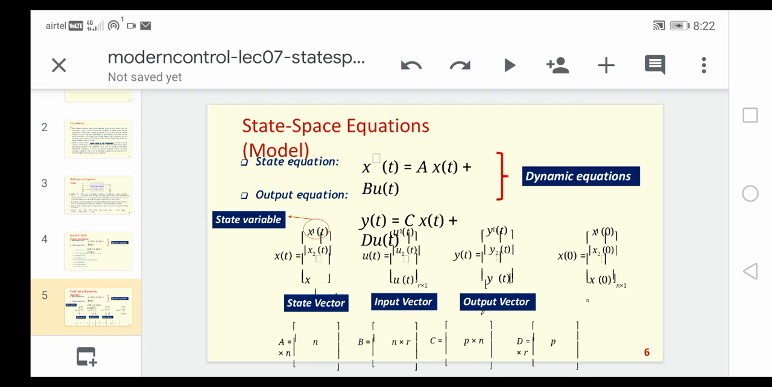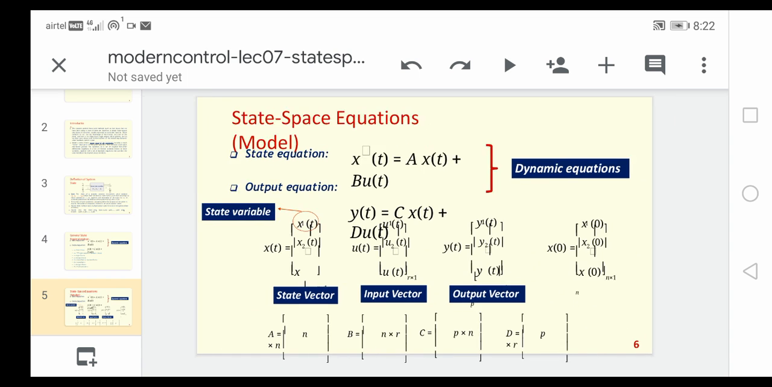Now, what is the order of the matrices? A is an n by n matrix, b is n by r, c is p by n, and d is p by r. That is the size of the matrices. As we know, a, b, c, d are matrices. Here a is of size n by n, b is n by r, c is p by n, and d is p by r.